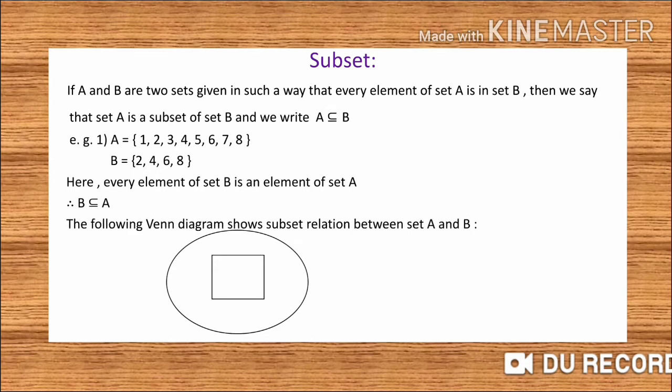This we can represent by Venn diagram as follows. Set A consists of elements 1, 2, 3, 4, 5, 6, 7, 8 and set B, which is shown by a square, contains elements 2, 4, 6, 8. This is the subset relation between set A and B. B is totally inside set A.